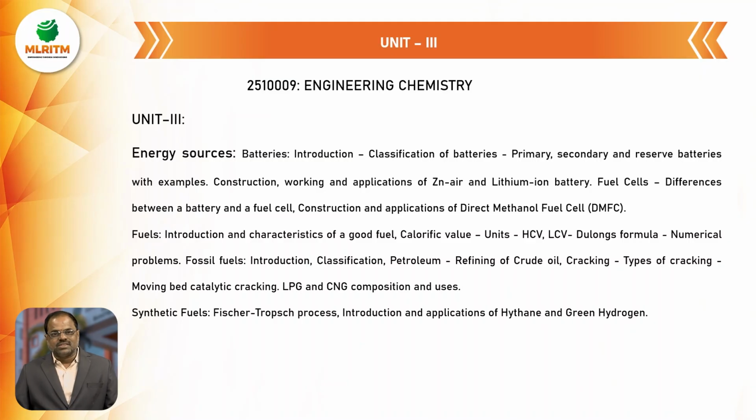Next one is gases. The gases are LPG, compressed natural gas, liquefied petroleum gas, natural gas. We can discuss in this chapter elaborately. Next one is synthetic petrol. The synthetic petrol is prepared by the Fischer-Tropsch process, and introduction and application of hydrogen and green hydrogen. Here in unit 3 we discuss elaborately energy sources, fuel cells, the moving bed process, and hydrogen and green hydrogen. These are the syllabus we are discussing for unit 3 in engineering chemistry.